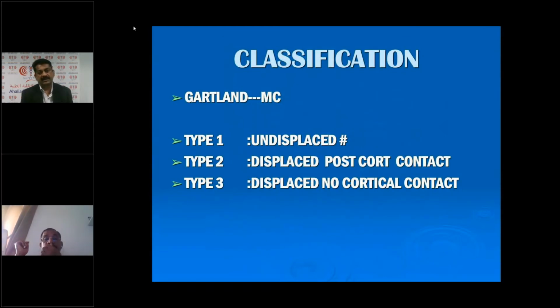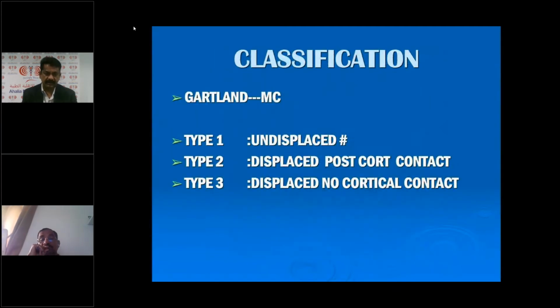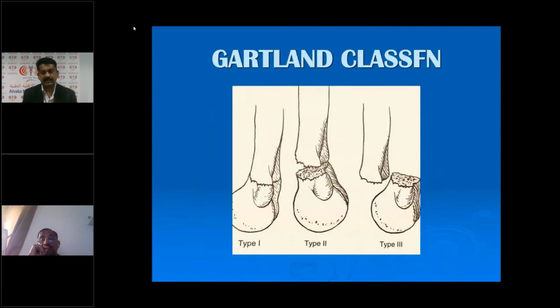The most common classification of the supracondylar fracture is by Gartland. It is universally followed. Type 1, 2, and 3 are the types of supracondylar fractures. Type 1 is an undisplaced fracture, that is this one, the first one with the fracture line propagating but no displacement. Type 2 is displaced with posterior cortical contact. As you can see, the displacement is there, but there is posterior cortical contact in type 2. And type 3 is totally displaced.